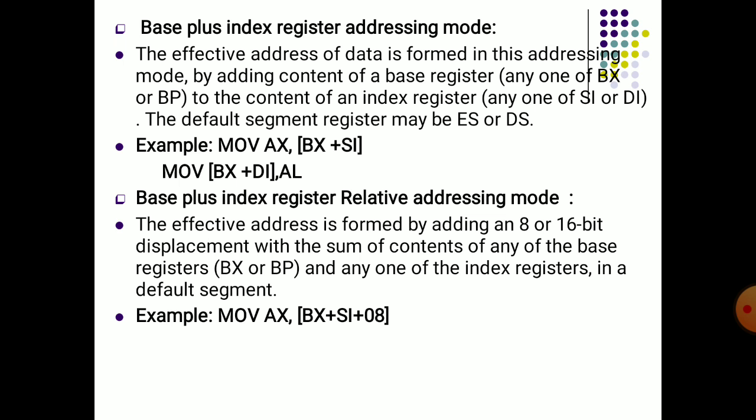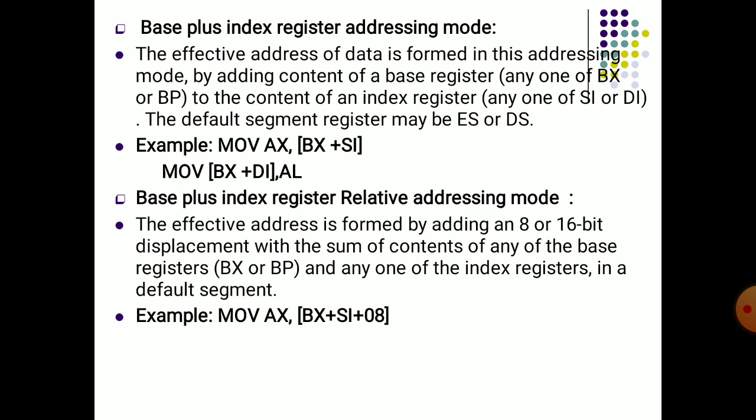Here the base is BX plus SI. BX holds some address and SI holds some value. When the BX content and SI content are added, one specific address is generated. In that address there is some content, and that content is moved to the accumulator. That is the meaning of this instruction, the base plus index register mode.